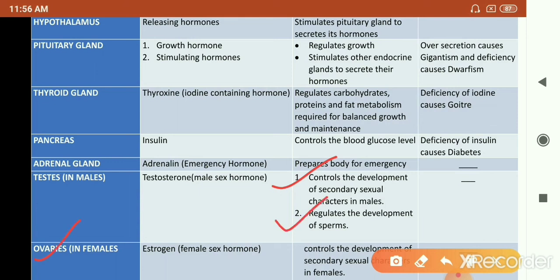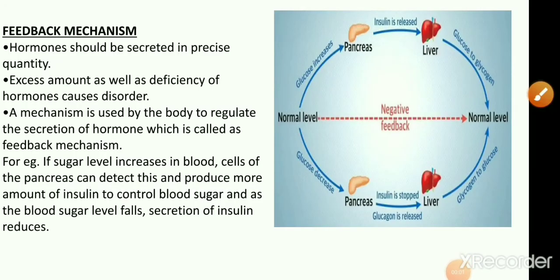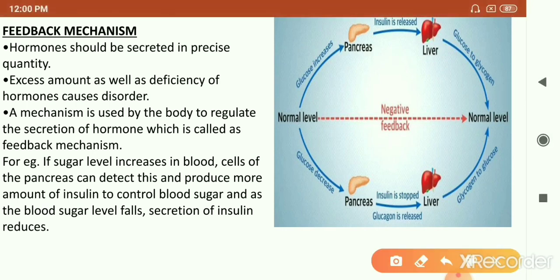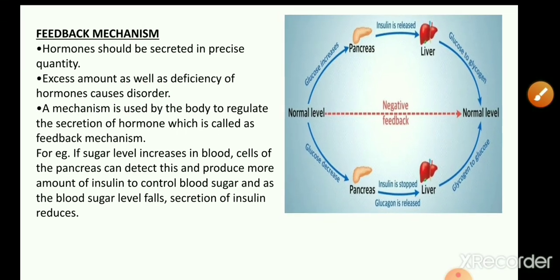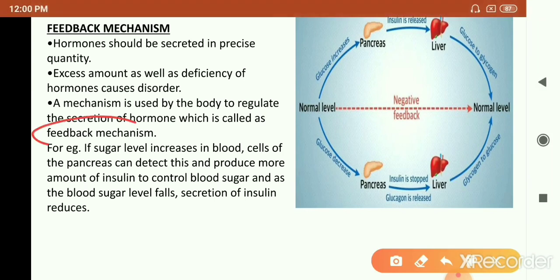Whereas in females, the ovary secretes the hormone estrogen, which is a female sex hormone, and this estrogen controls the development of secondary sexual characters in females. As already told to you, the hormonal level should be maintained, because oversecretion or deficiency of a hormone in the body both result in disorder. So there is a mechanism through which the level of hormone is maintained, called the feedback mechanism, which is a regulatory mechanism in which the presence of a certain level of a substance promotes or inhibits the secretion of the hormone.